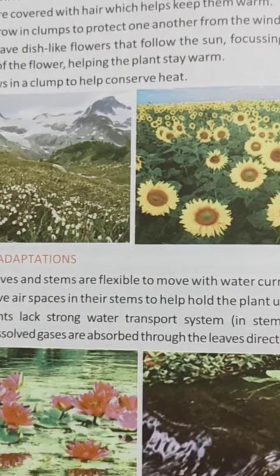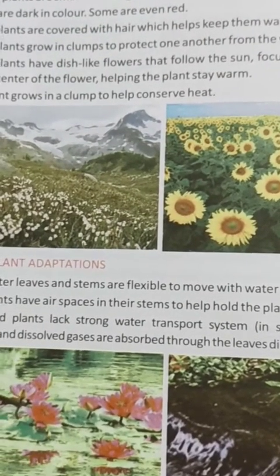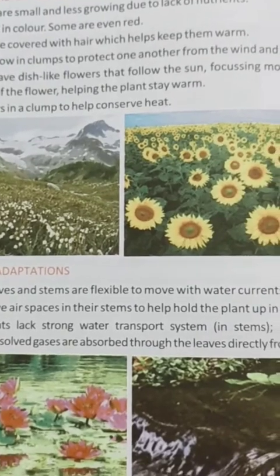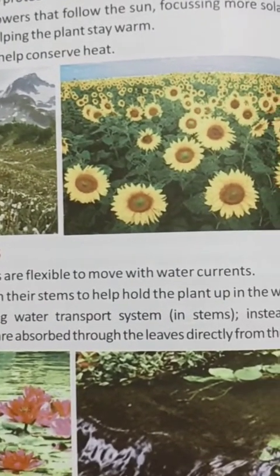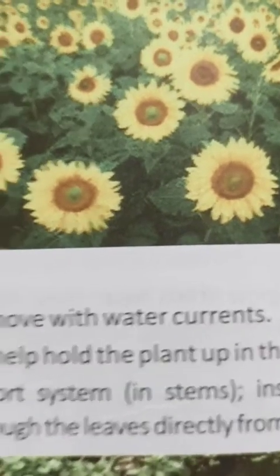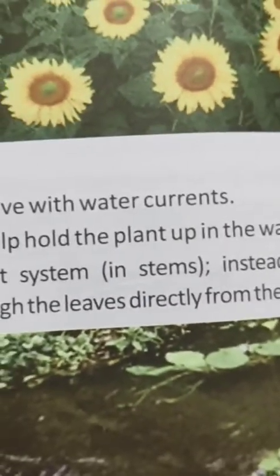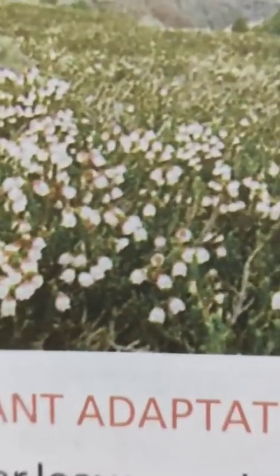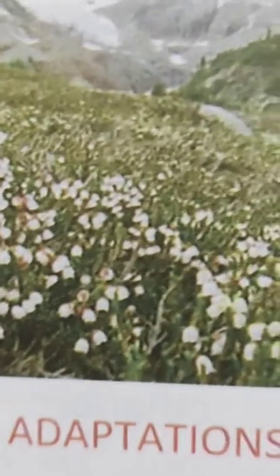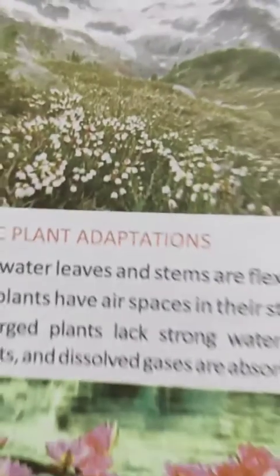Clumps means they grow in groups to protect themselves from the wind and cold. Some plants have dish-like flowers, like the sun, focusing the solar light. Sunflower always focuses on the sun. The plant grows in clumps to protect and conserve itself from heat also. See, they are growing in clumps, in groups, so that wind and cold cannot harm them.